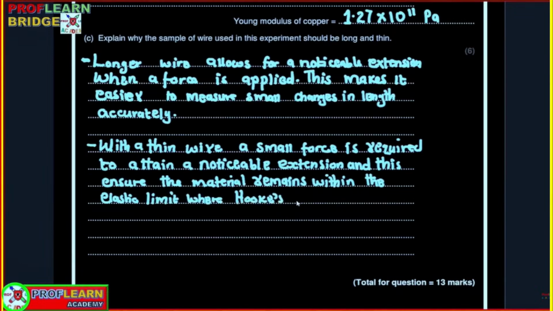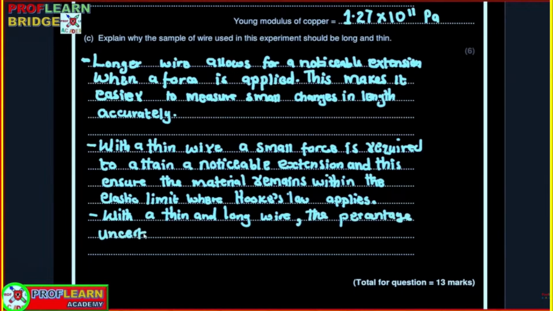We can monitor the extensions and then later use them to come up with a graph. Right. So this aspect is also going to reduce the errors in the experiment with a thin and long wire. We notice that the uncertainty of the extension is going to be lower, and that improves the experiment.